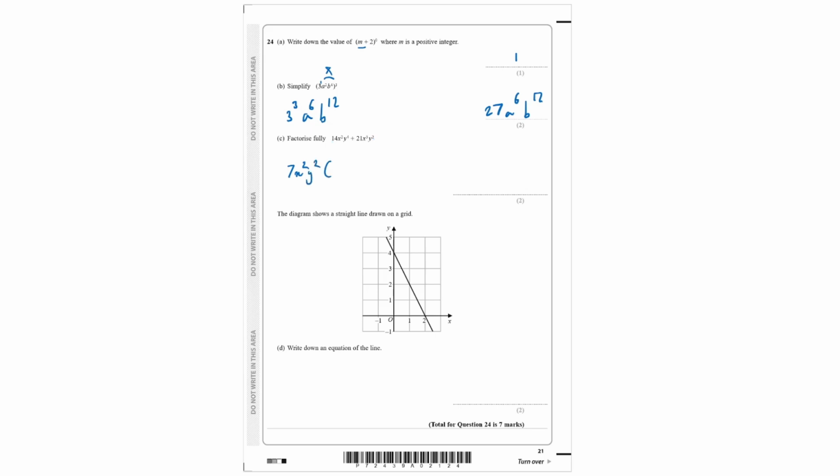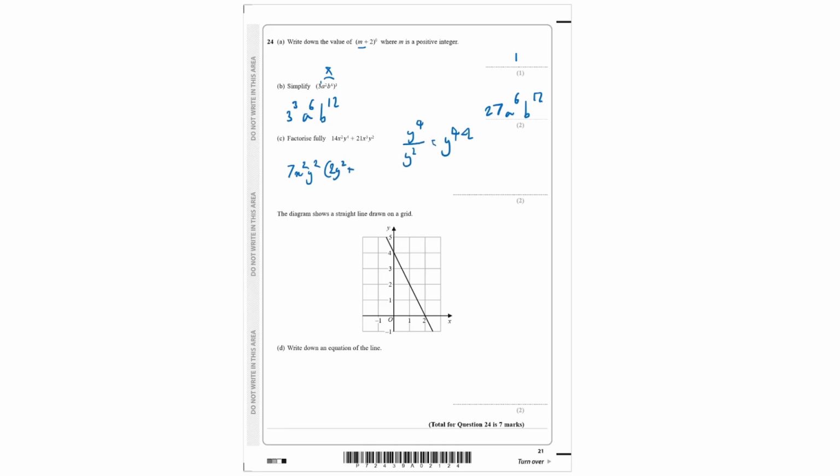And we can simply continue. 14 divided by 7 is 2. X squared divided by x squared is simply 1. So 1 times 2 is still 2, so we don't write that down. Y to the power of 4 divided by y to the power of 2. This simply means y to the power of 4 minus 2. So we simply write here y to the power of 2.